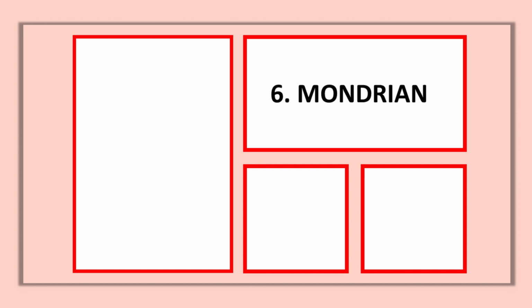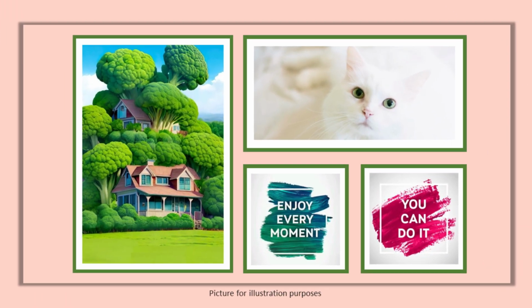Number 6 is Mondrian. Inspired by the art of Piet Mondrian, a grid of squares or rectangles characterizes the layout. Each square or rectangle is filled with a different item, creating a dynamic and visually engaging display. It's an excellent choice for those who appreciate a touch of modern art in their decor.